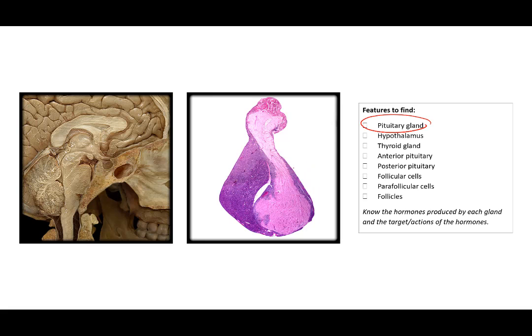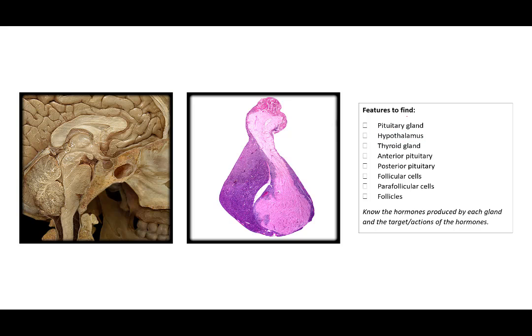The pituitary gland, located here, is also found within the skull, located within the sella turcica. It is connected to the brain by a stalk right here, known as the infundibulum. That's not on this list, but it should be. The hypothalamus is the portion in the brain that the pituitary gland is controlled by.